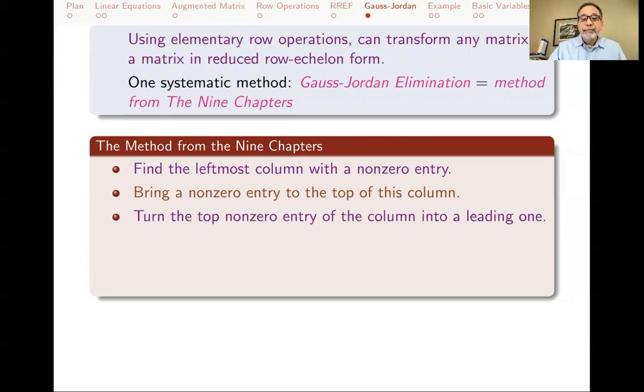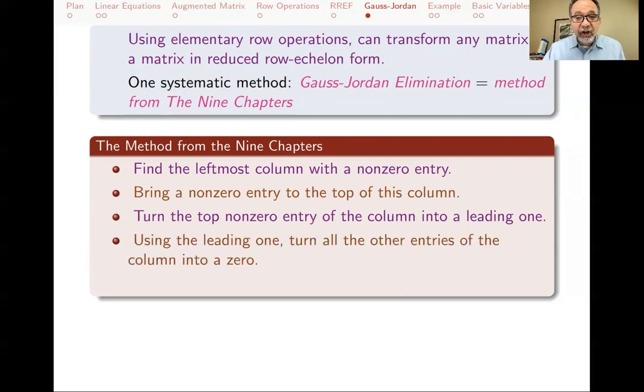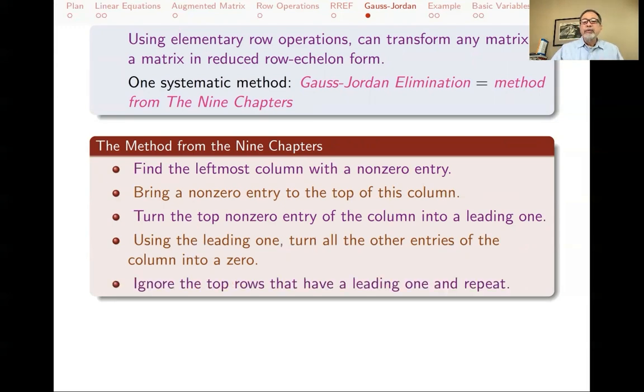Then turn that top non-zero entry into a leading one. How do you do that? By multiplying by a constant. So if it's a 5, you multiply by 1/5. If it's 1/5, you multiply by 5. You make it into a 1. Then you use that third elementary row operation and that leading one to turn everything else in that column to 0. Now you repeat: you ignore the rows that now have a leading one and you figure out where the next pivot is. Then repeat the other steps.